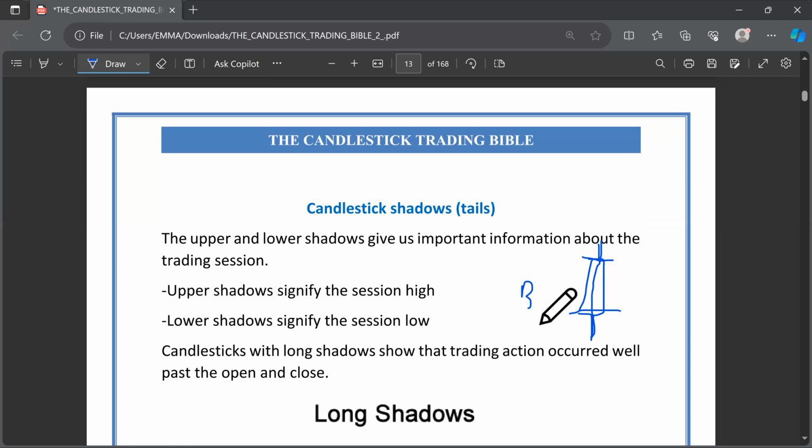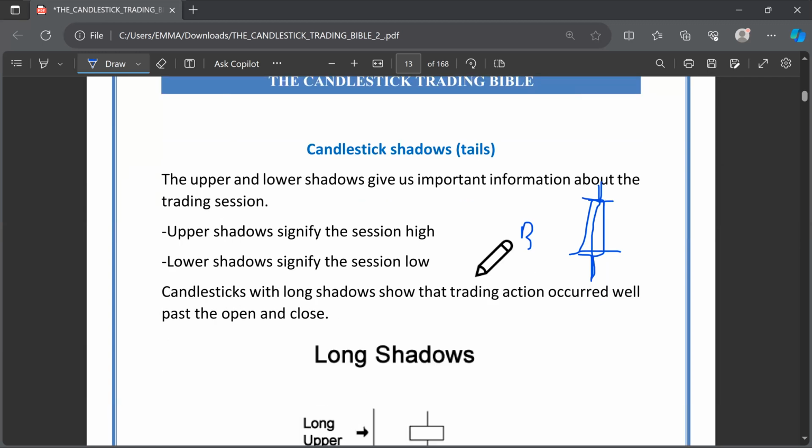Now, candlesticks with long shadows show that trading action occurred well past the opening and close. So candlesticks with long shadows mean that the activity was very high. The buyers and sellers were fighting, a tug of war happening. Prices move up, move down, move up, move down, until that particular time frame is due. The moment one hour, or whatever time frame you're trading on, is due, the price will close.